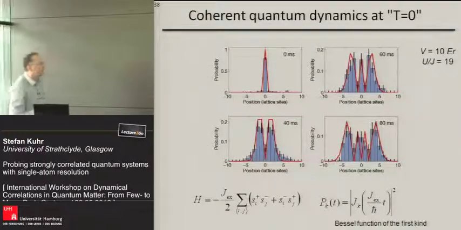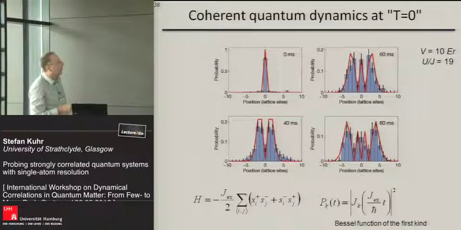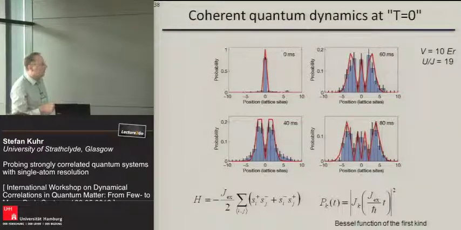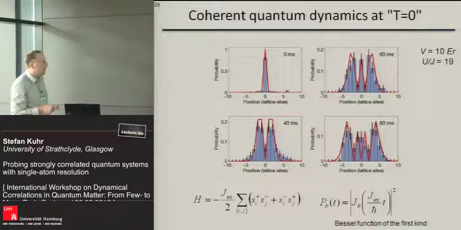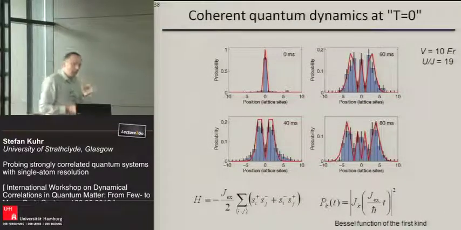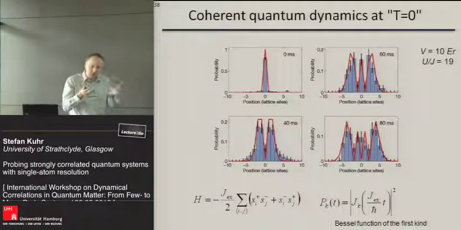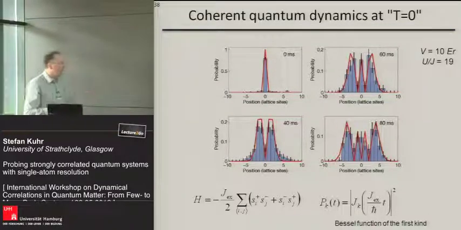Let's have a look at the data for one particular value that's deep in the Mott insulating regime. We show the probability of finding the impurity at a certain position. This is the position in lattice sites. Initially it is prepared at the center, and then you see after 40, 60, and 80 milliseconds the probability distribution. You can very clearly see that it has evolved in time, and that the probability distribution clearly shows distinct minima and maxima. That's a clear sign for the coherent evolution of this tunneling process.